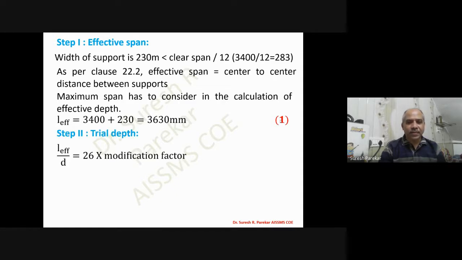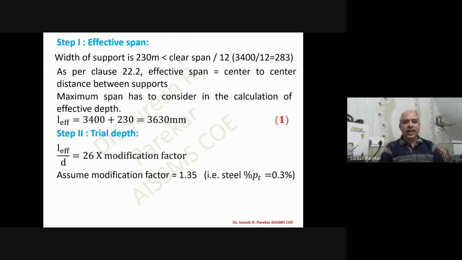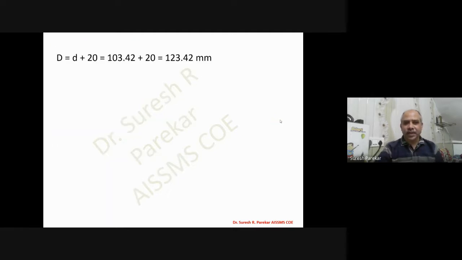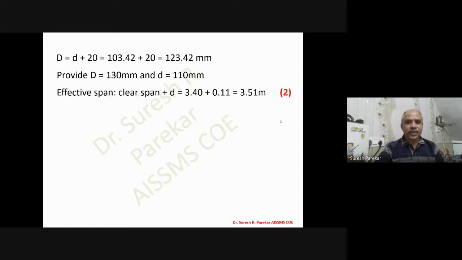Then we will go for trial depth. Now we have a continuous slab, so our basic L effective by D is 26. Into the modification factor, we will assume 1.35, so percentage steel 0.3, and from this we are going to get effective depth, which will be 103.42 millimeters. So now knowing the effective depth, we will add effective cover 20 millimeter, as we are in slabs, so effective cover is generally taken as 20 millimeters. From this we are going to provide overall depth 130 millimeters. So if we subtract effective cover 20, it will be 110 millimeters.